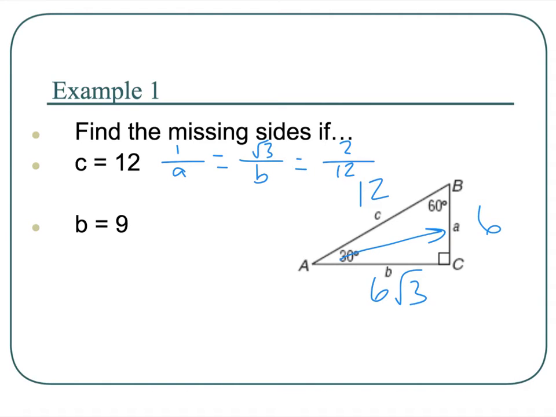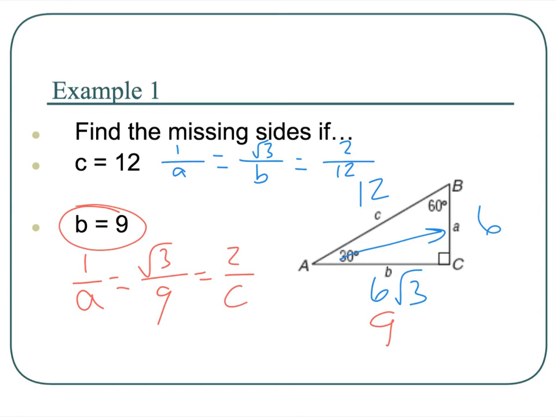So let's do this one now. I'll change it to red for this one. So if B were 9, then what? Well, again, we could set up our proportion as 1 over A equals root 3 over, in this case, 9, and then 2 over C. So I'm looking for A and C. And I can cross multiply and solve, and you will get the same answer of what I'm about to get. I know to go from A to B, I have to multiply by root 3. So in order to go the other way, I need to divide by root 3. So this right here is going to be 9 divided by root 3.